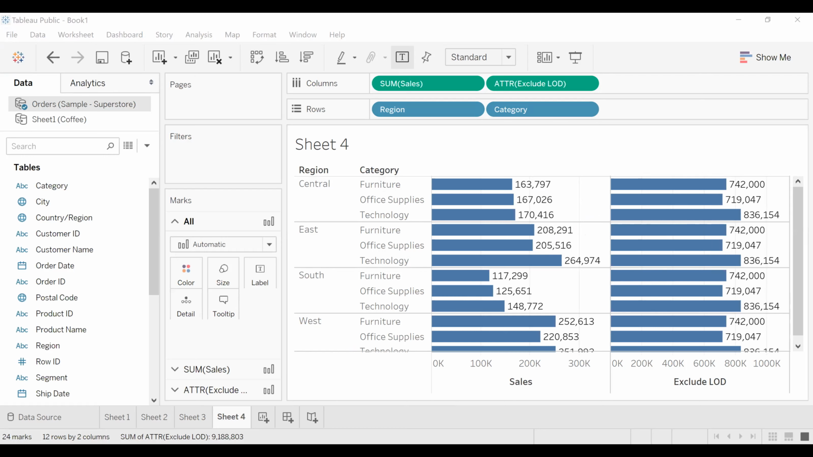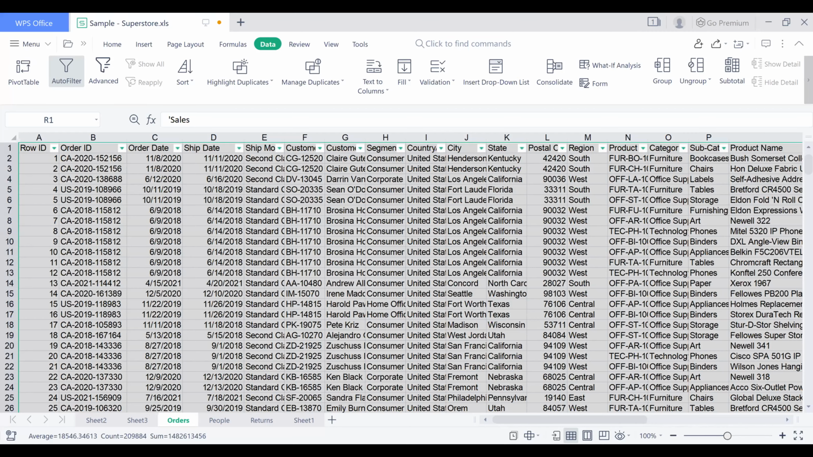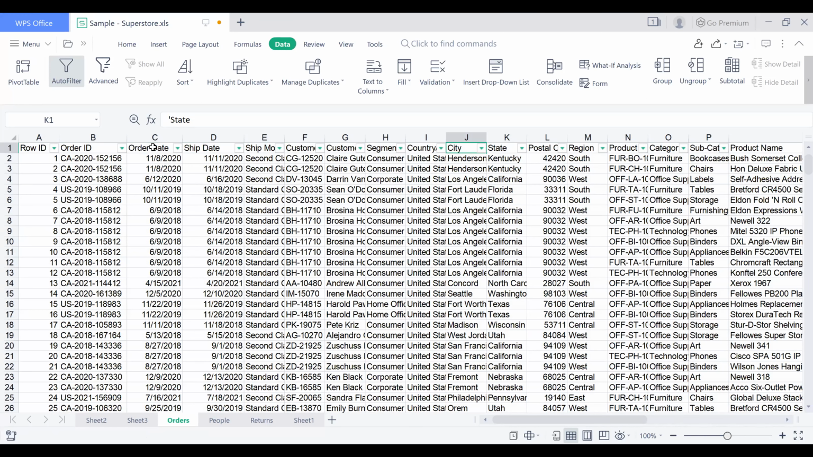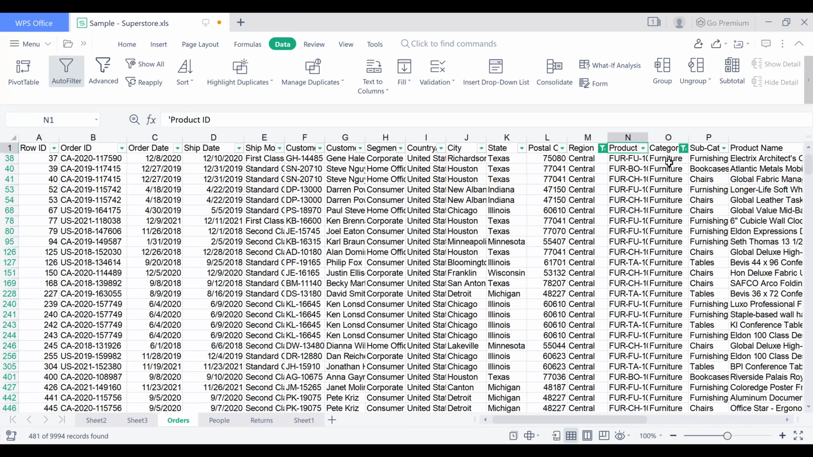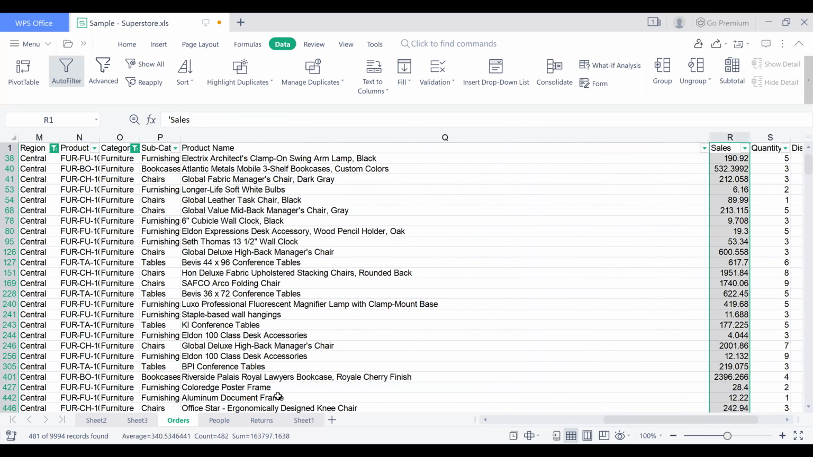Go to orders, apply the filter on the region. The first region, what we have seen, the central region. So go to the region field here. Apply it for central. Under the central region, you will have furniture, right? So go here, apply the filter for furniture again. I applied a filter on central region and the furniture both. Now go to the sum of field, you will see 163 something is coming up.